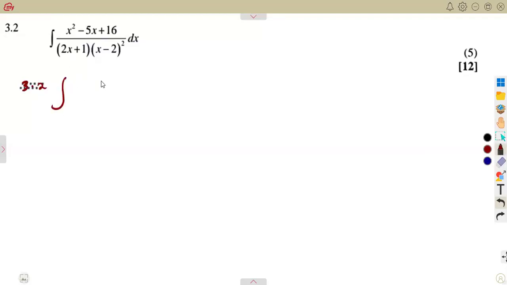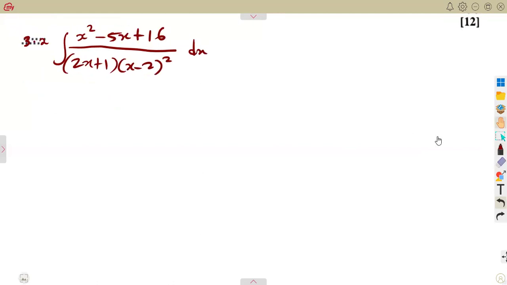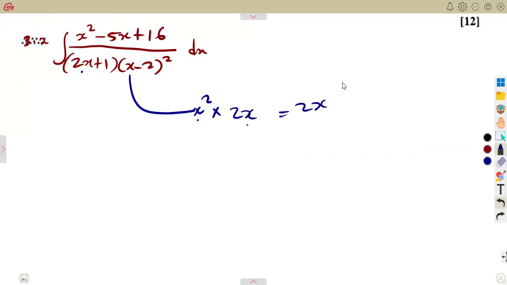So that is, we have got x squared minus 5x plus 16, everything over 2x plus 1 into x minus 2 squared with respect to x. So if you are to consider this, we can see that there is already a 2 there. By expanding, it means there is an x squared which will be multiplied with a 2x, so we get something like 2x to the exponent of 3. Meaning to say the numerator, compared to the denominator, has a lesser degree. So this is a normal or a proper fraction.